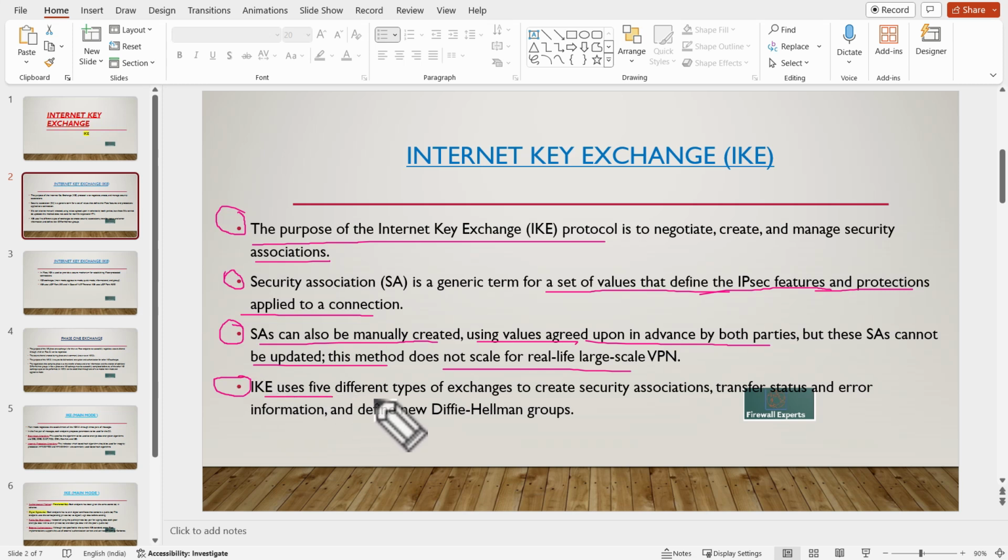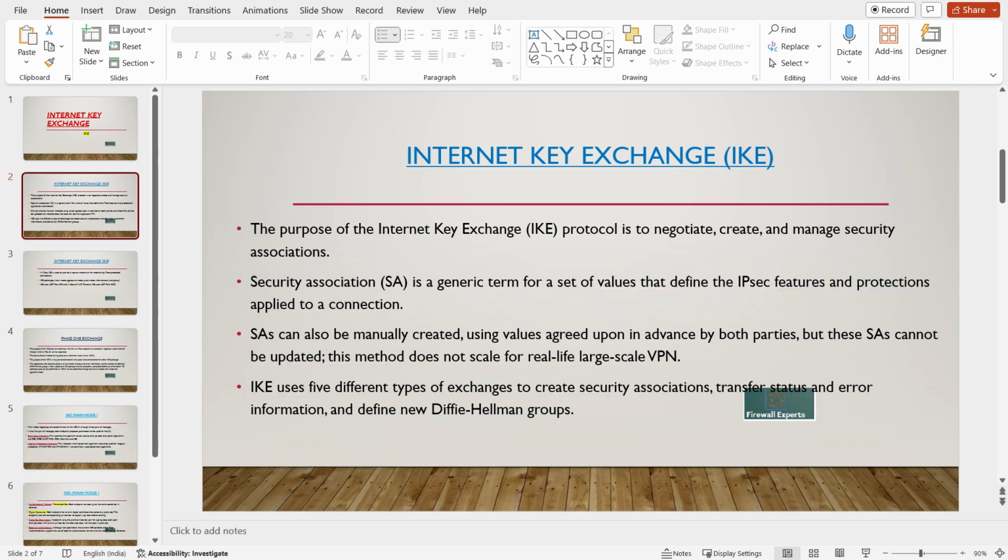IKE uses five different types of exchange to create security associations, exchange information and handle Diffie-Hellman groups. So IKE uses different types of exchange to manage the security associations. To create the IPsec VPN, IKE is working. IKE is basically used for the key exchange. This is the key management protocol, I would say.